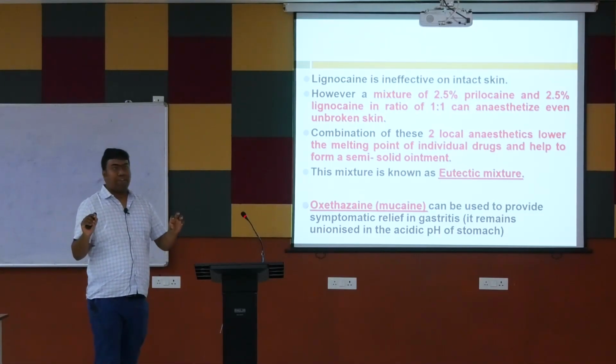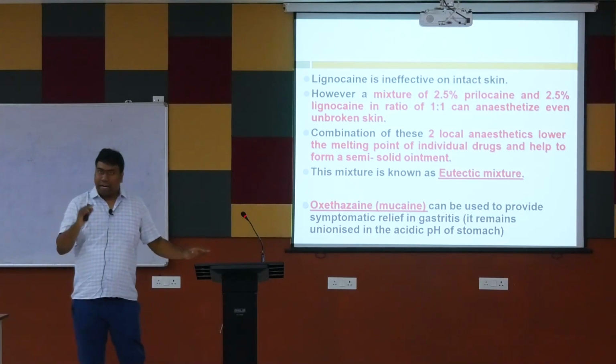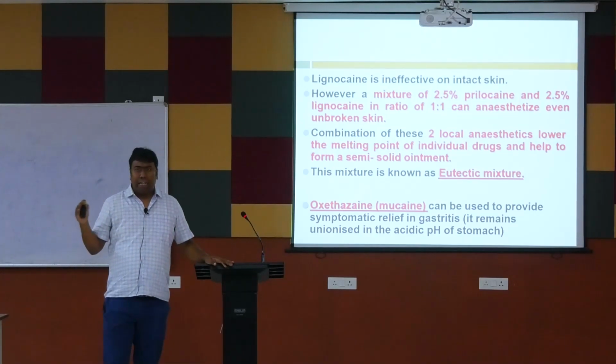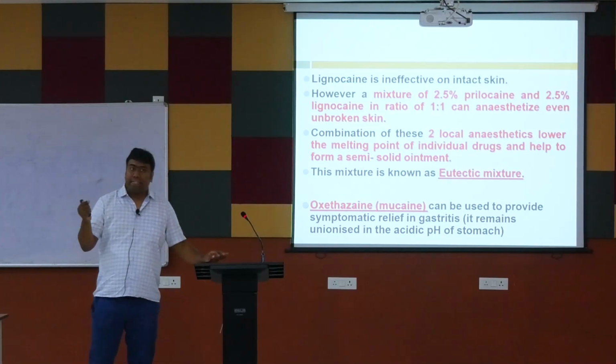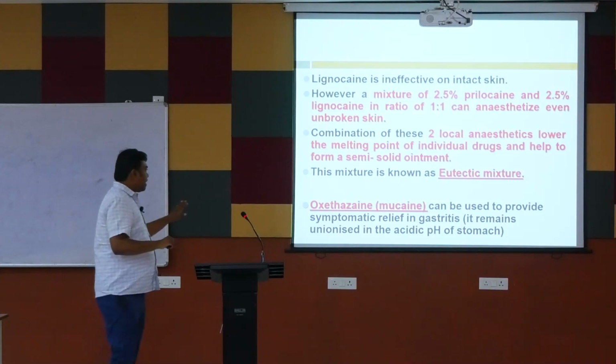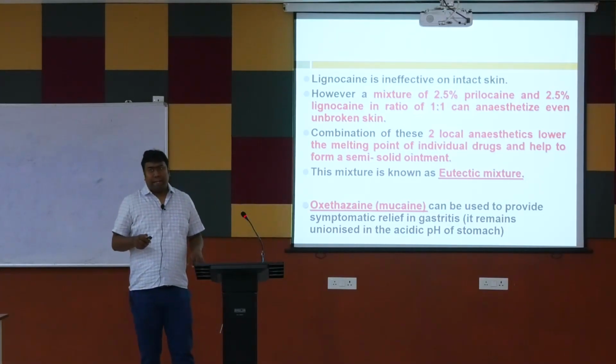So in surface anesthesia, the important thing: for most mucous membrane and broken skin, lignocaine. Eutectic mixture of prilocaine and lignocaine in case of unbroken skin. And there is another example of surface anesthesia, Nucaine gel, used in gastric ulcer.